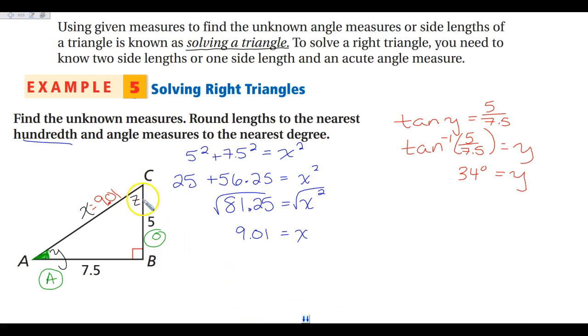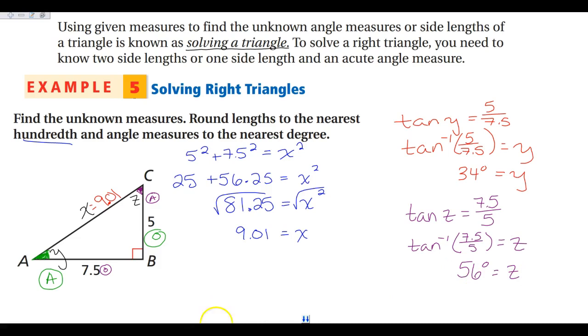I'm going to do the same thing for angle z. But for angle z, 5 is now my adjacent side and 7.5 is my opposite side. So the adjacent and opposite switch. So I'm going to do the tangent of angle z equals my opposite side, which is 7.5, over my adjacent, which is 5. Take the inverse function of both sides; that is what we're going to use to get z by itself. And when we put that in, we get 56 degrees.